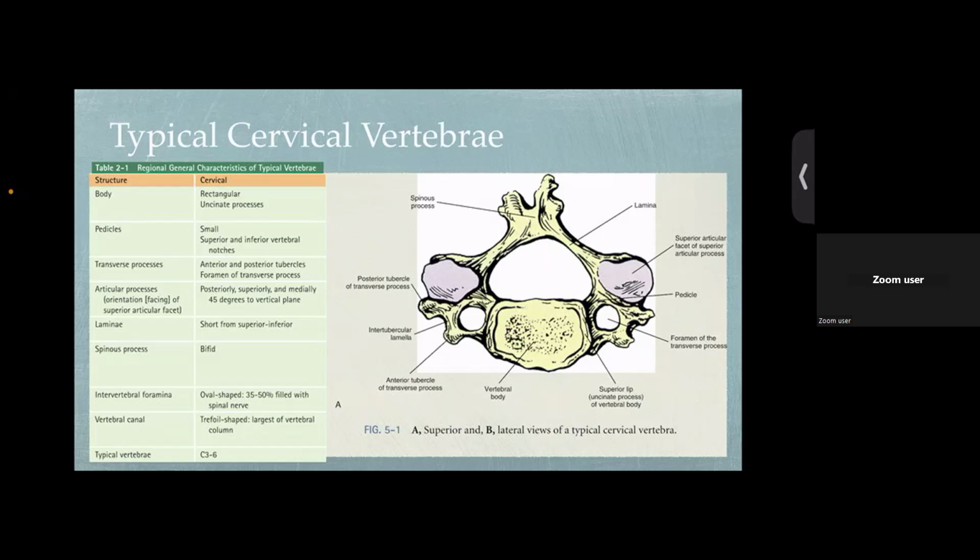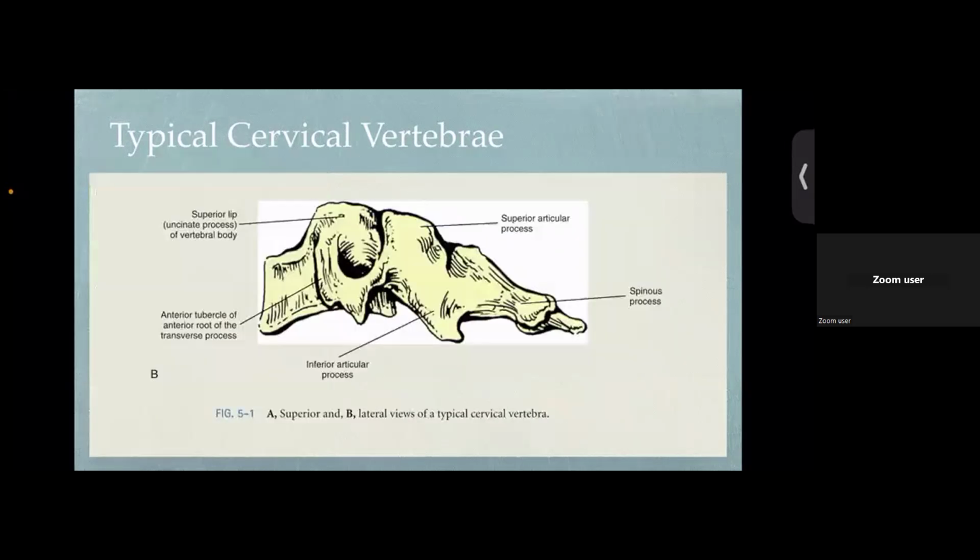A special note, the spinous processes are bifid here in the cervical spine. The intervertebral foramen are oval shaped, and the vertebral canal is actually the largest in the C-spine. It's a trefoil shape. And as said previously, the typical vertebrae are C3 to C6. Here's just another view of it.